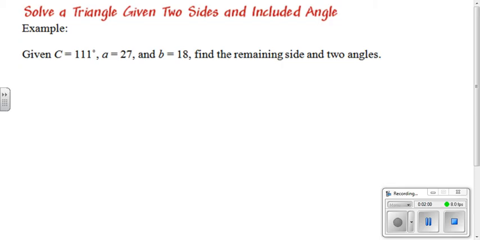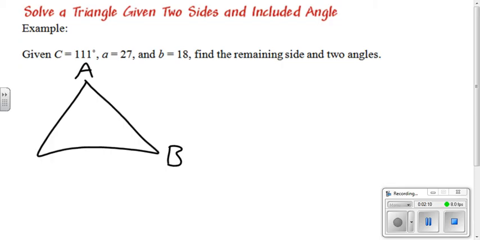So in this case, if we are given a triangle with 2 sides and included angle, so let's say our triangle looks something like this. We have A, B, and C. This isn't drawn to scale, of course, but this is C. Angle C is 111. Little a is going to be over here. It's going to be equal to 27. And little b is going to be over here equal to 18. We need to find the remaining side and the 2 angles that correspond with the other ones.